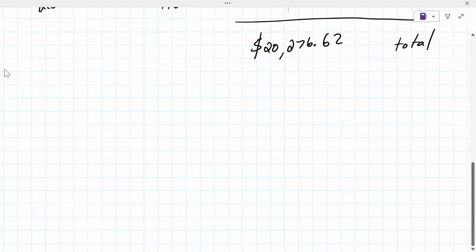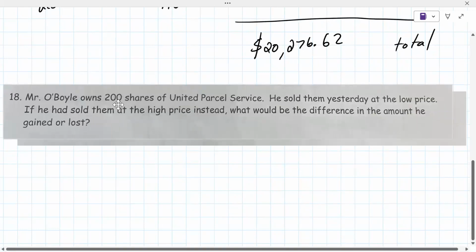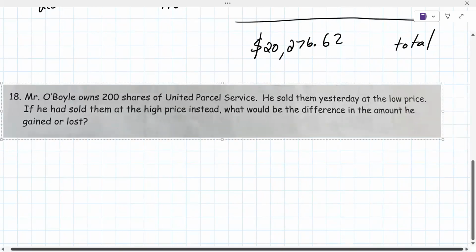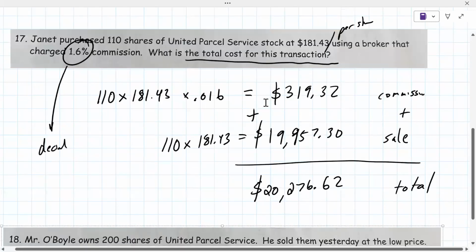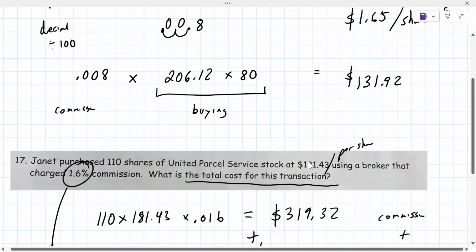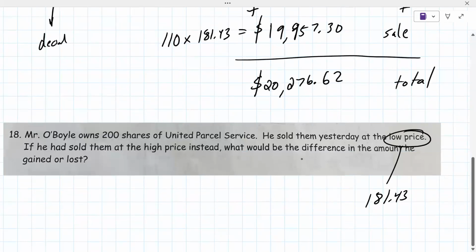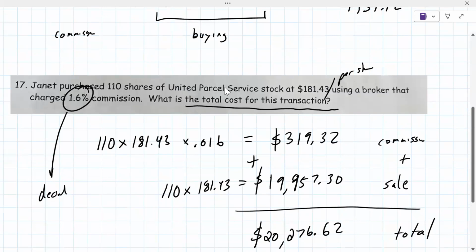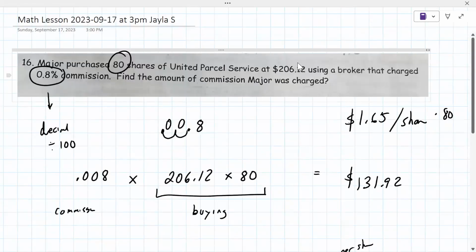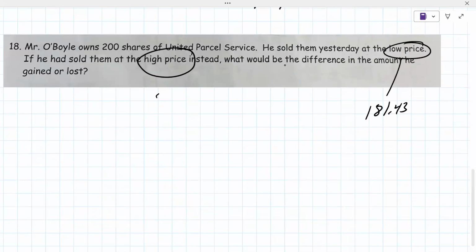So next question here says Mr. O'Boyle owns 200 shares of the stock. He sold them yesterday at the low price. So I presume that to mean the 181.43. I don't know how you would know that for sure, but let's just say that. If we had sold them at the high price instead, which is what we were talking about here, $206.12, what would be the difference in the amount he gained or lost?